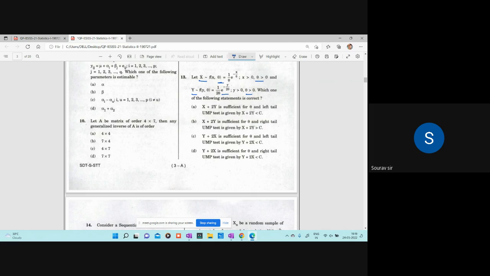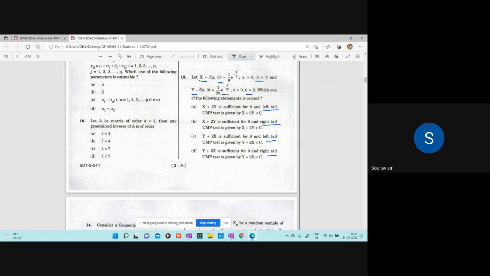Am I audible? Hello. Yes, ma'am. Okay, so here you need to assume that for this particular thing, this is for left tail test, this is for right tail test. So obviously you assume the testing problem H0: theta equals some theta naught against theta greater than theta naught or less than theta naught. You will be taking two cases.